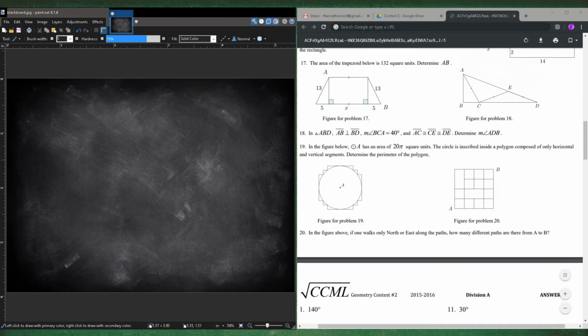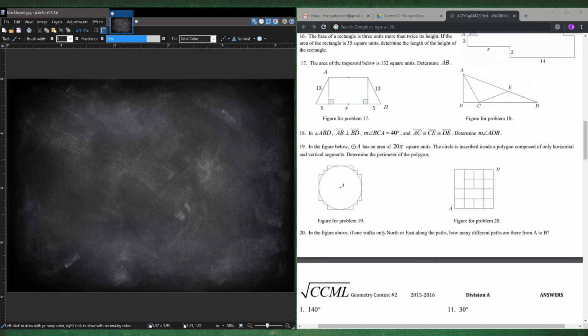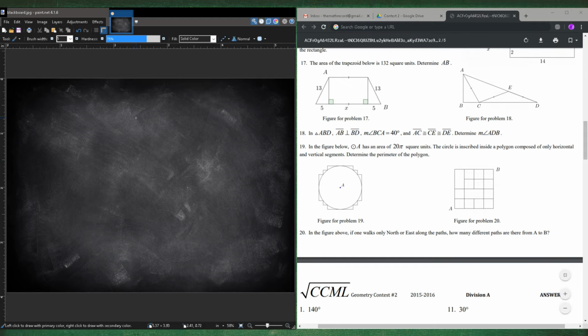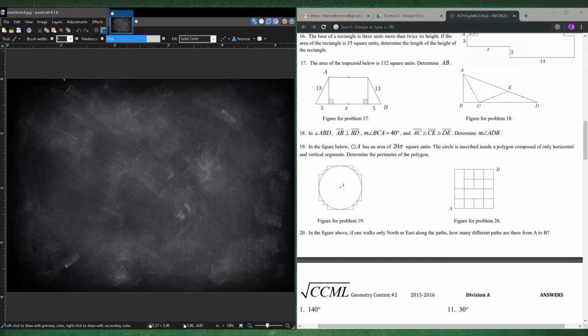Okay, in the figure above, circle A has an area of 20 pi square units. If the circle is inscribed inside a polygon composed of only horizontal and vertical lines, determine the perimeter of the polygon. So the area of a circle is basically pi radius squared. So pi radius squared is equal to 20 pi. So you could just cancel out the pi's. So the radius is equal to the square root of 20, which is just 2 square root 5.